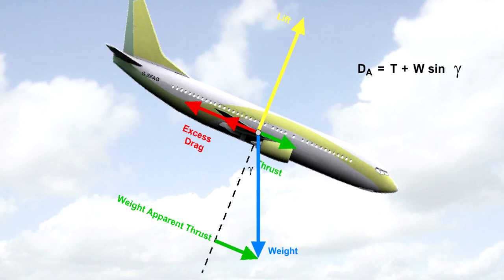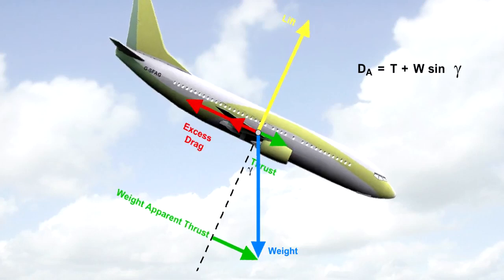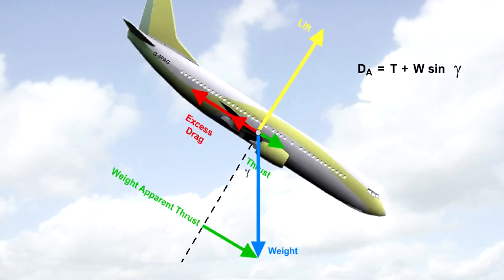If thrust were reduced even more, then there would be a greater amount of excess drag. More weight apparent thrust is therefore needed to balance the greater amount of excess drag. To gain more weight apparent thrust, the aeroplane nose must be lowered even more. The result is an increase in the descent angle. For the purpose of the examinations, lowering the nose is also described as decreasing the pitch angle. From this demonstration, it is clear that it is the excess drag which determines the angle of descent. Notice that the angle gamma is the same angle as the angle of descent.